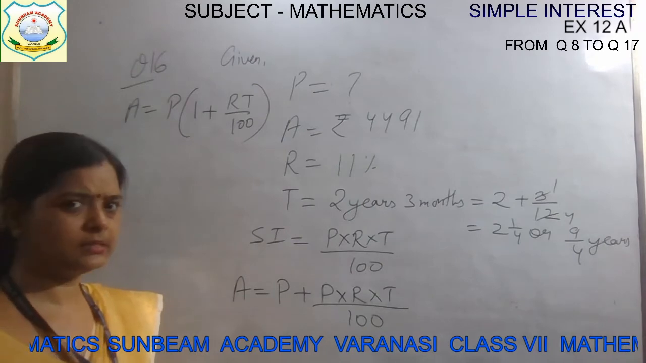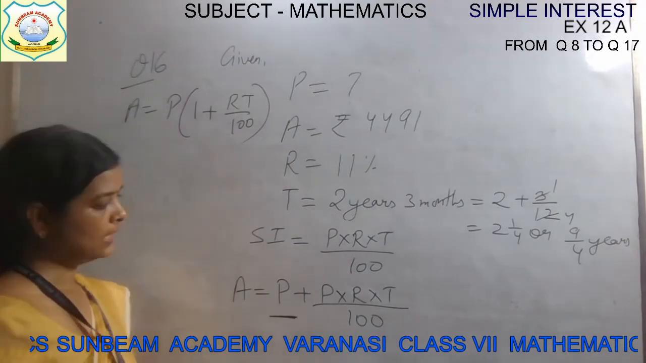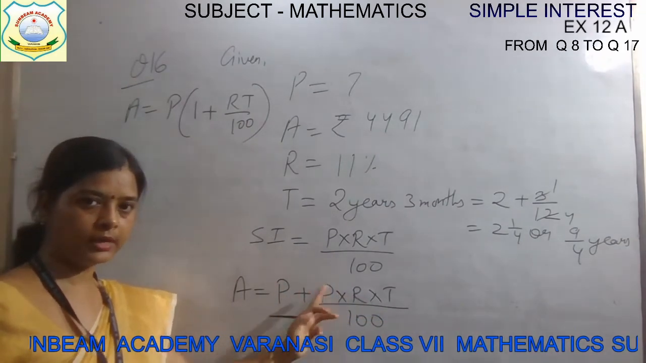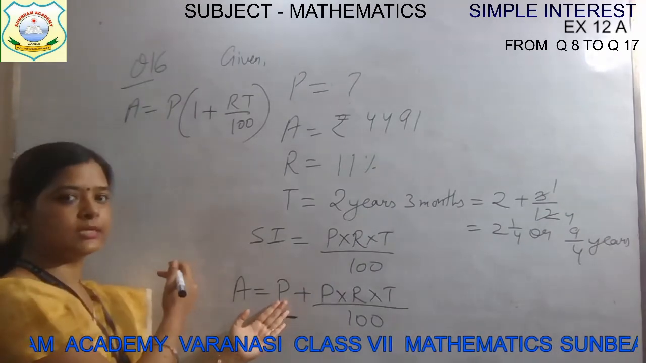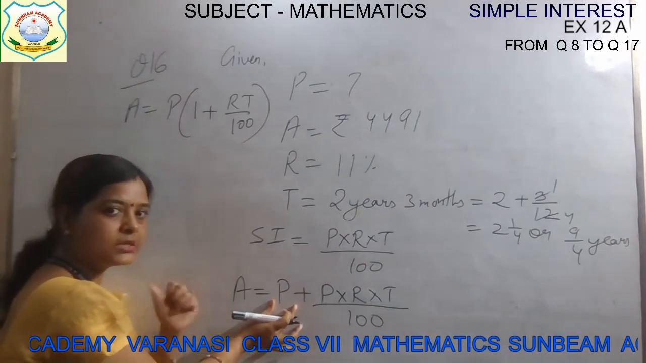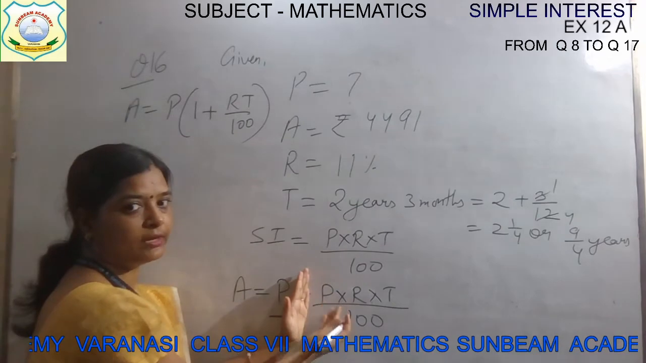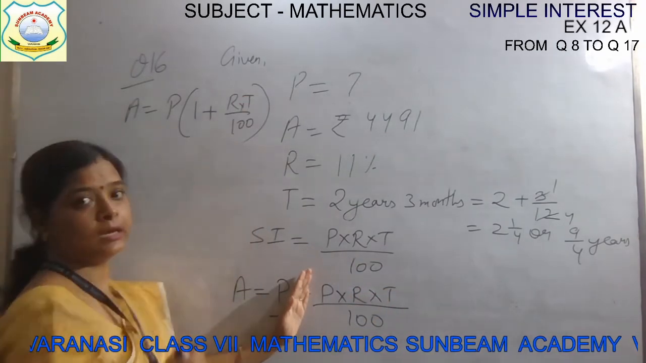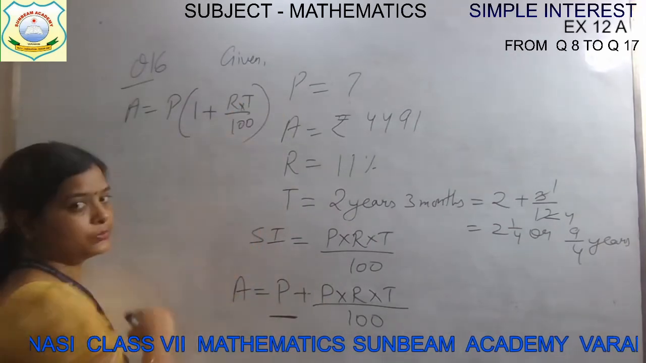What has ma'am done? See, this is one term, principal, and this is the second term. In both we have P. So we will take this P outside the bracket. And what is left here? Nothing, means 1. And what is left here, when P went outside? R into T upon 100. Clear? So that's why ma'am has used this formula.